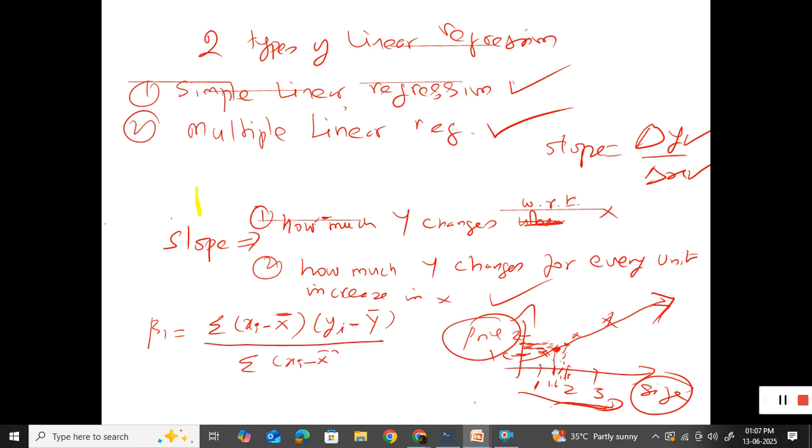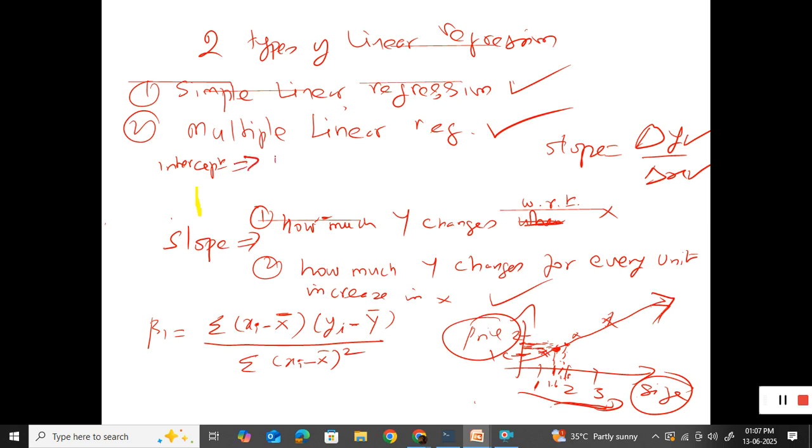Someone already invented this one. They did the research and they came up with the formula for this slope. Let's not worry about this formula at this moment. First understand what exactly slope is and what is an intercept. I will write intercept also here so that you can remember everything.